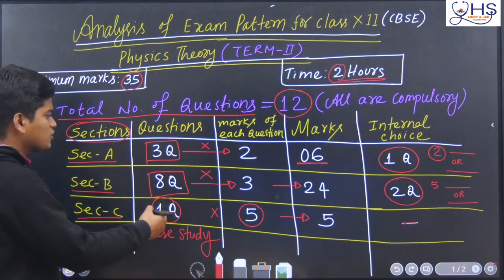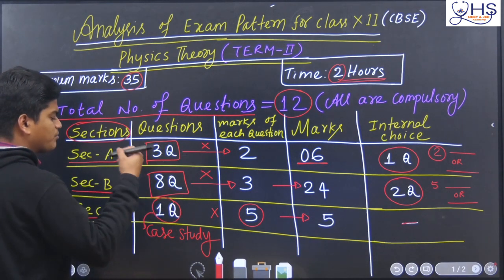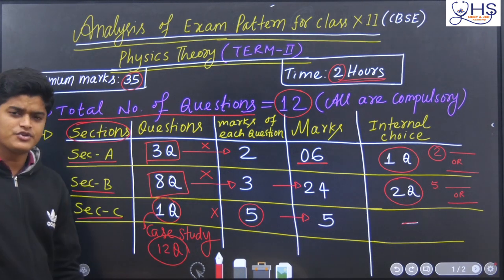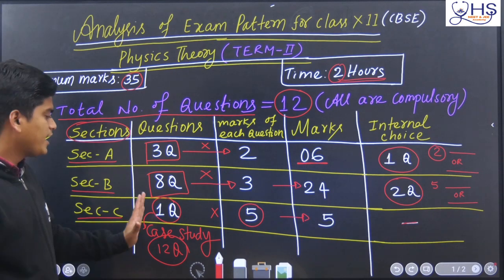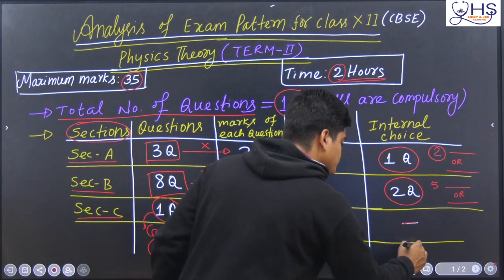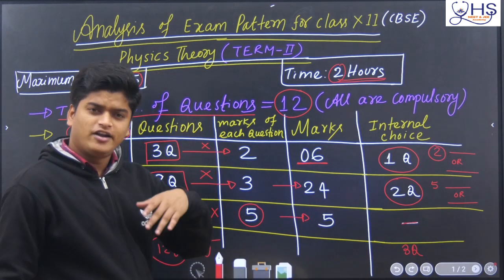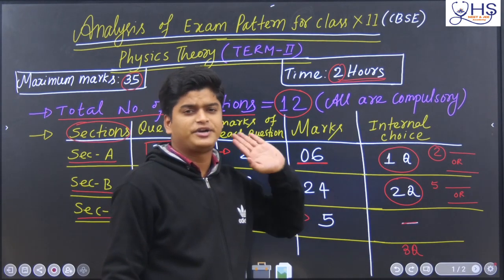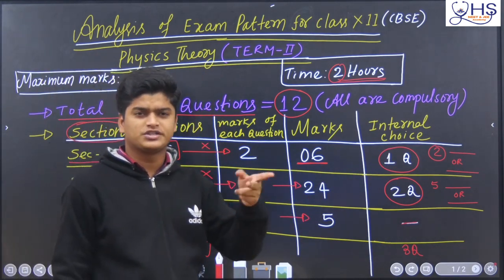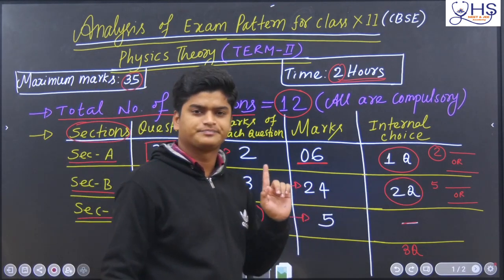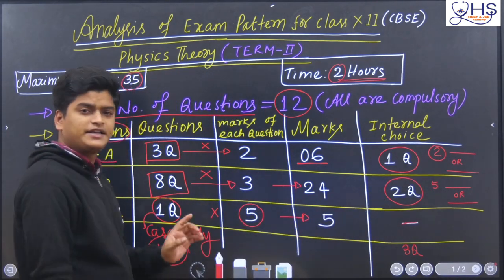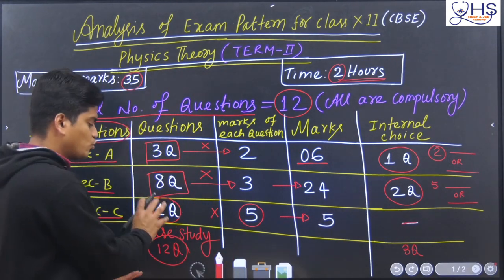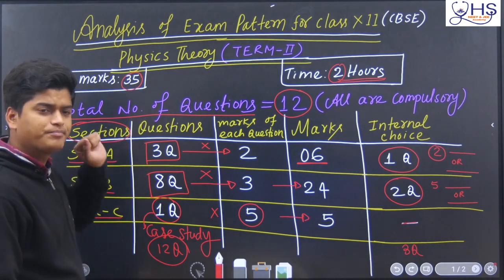So if you see, total questions are 8 plus 3 plus 1, coming to 12 questions. In the exam you have to attend 12 questions, along with 3 extra questions randomly given in sections. Section A has 1 internal choice question, and section B has 2 questions with internal choice. So the total printed questions you will get in the examination hall will be 15, but you have to attend 12 questions properly for your 35 marks.